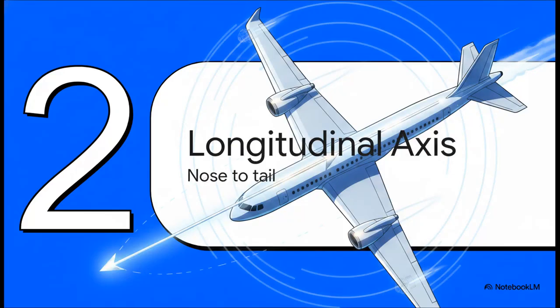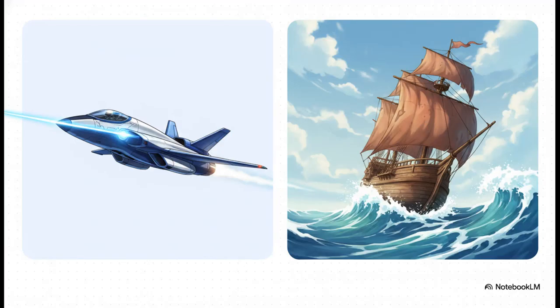Moving on to Section 2, the longitudinal axis. Now check out this connection to the sea. The longitudinal axis is an imaginary line running straight from the nose of the plane all the way back through the tail. When the plane rotates around this nose-to-tail axle, the motion perfectly resembles a ship rolling from side to side on the ocean waves. Actually, because early aviation borrowed so heavily from maritime navigation, that is exactly where aviators got the term.